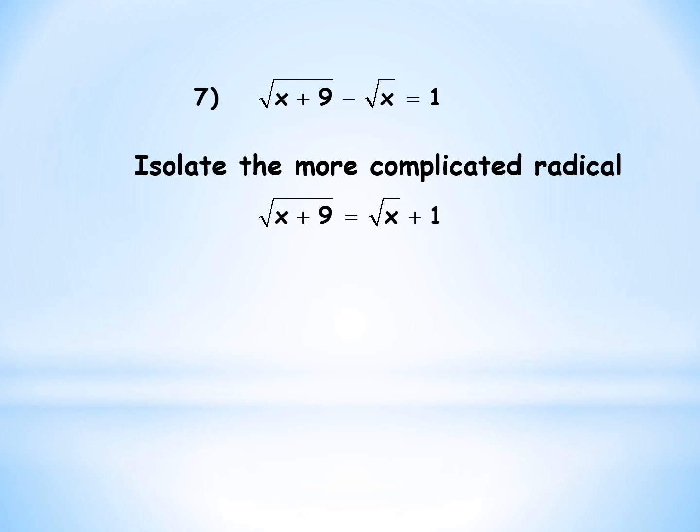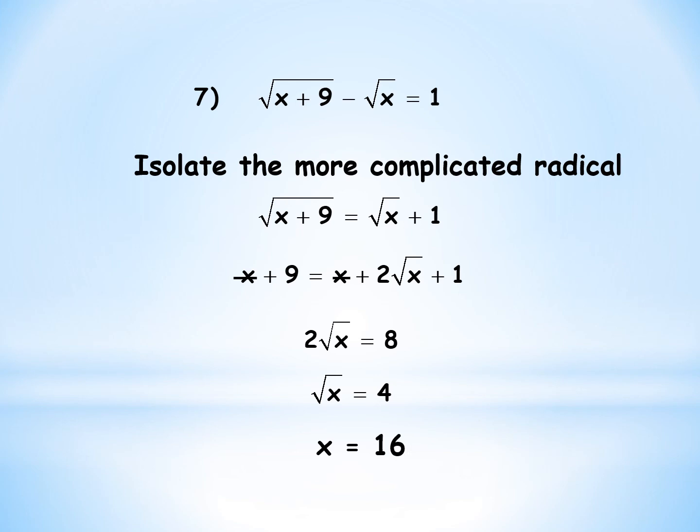Now that I've isolated the more complicated radical, I'm going to square both sides. So now you have to be careful when you square this, because this is the square root of x plus 1 times the square root of x plus 1, which will give you x plus 2 times the square root of x plus 1. Now, once again, you're going to combine all of your like terms, and you're going to get 2 square root of x equals 8. You're going to isolate your radical and then square again. So you're going to get x equals 16. Once again, you have to remember that you have to plug it in to make sure that it works.